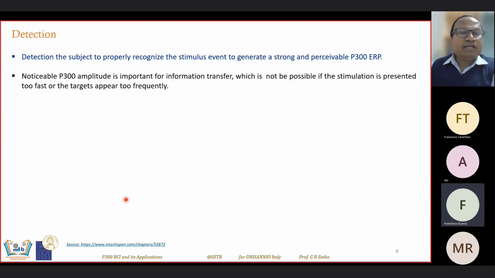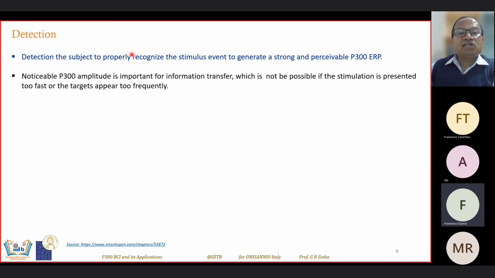So how do we detect? The subject is instructed or advised to properly recognize the stimulus that is generated by the stimulator, which may be related to a certain event, to generate a strong and perceivable P300 event related potential. As I mentioned, it may be generated a number of times, and the accumulation of the signal comes as P300. So an observable P300 is important for information transfer.